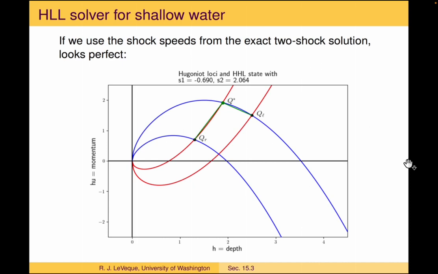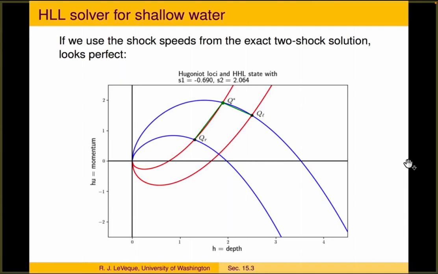So here's an example. If we use, for example, the shock speeds, well, here I've kind of cheated. I've used as S1 and S2 the shock speeds that come from the exact two-shock solution. So I've taken the state QL and QR, and I solved the exact Riemann problem to figure out where the intermediate state is that can be connected to a one-shock to QL and by a two-shock to QR. So that's sort of the all-shock Riemann solution.